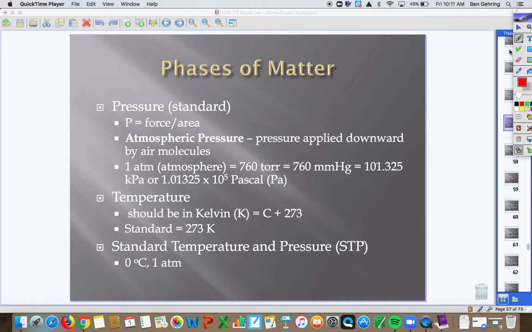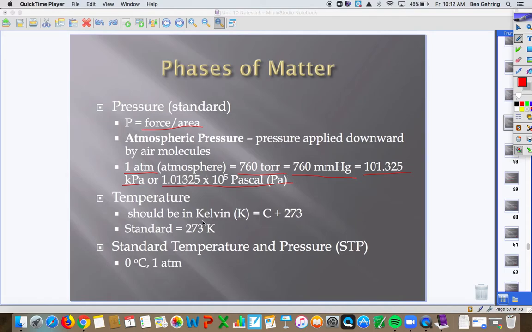Okay, so your pressure. Pressure is a force exerted over a certain area. And atmospheric pressure is the pressure applied downward by air molecules. Again, 1 atmosphere is the same as 760 torr, is the same as 760 millimeters of mercury. I don't know why they're the same, different names, same number. That's the same as 101.325 kilopascals or 101,325 regular pascals. You will need to be able to convert between all of these different units.